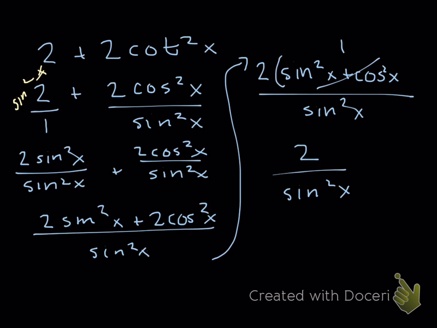So at this point, we can say that our identity is verified because I got 2 over sine squared of x for both sides. So that is our last strategy that we're going to talk about in section 5.1. So that's all for today. We'll talk about this tomorrow.